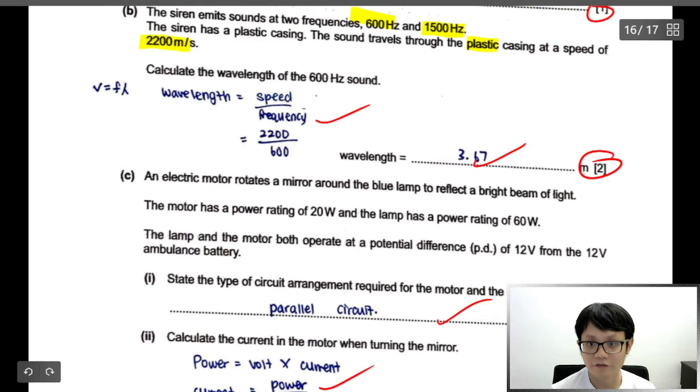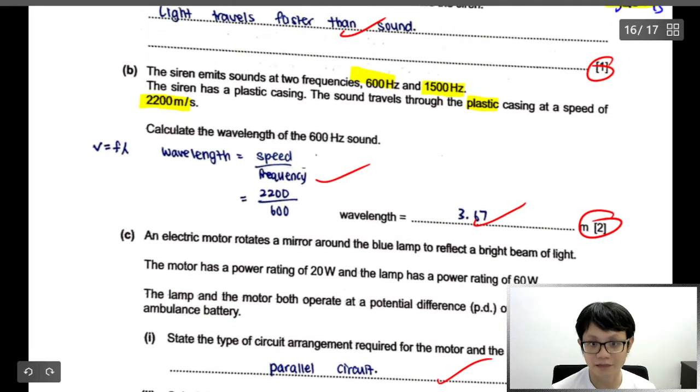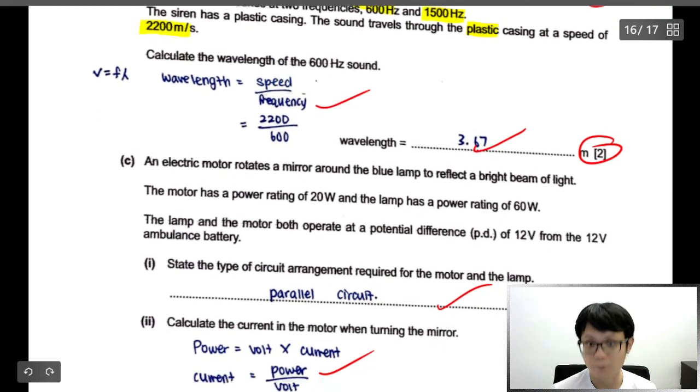Calculate the wavelength of 600 Hz. v equals f lambda. Of course v is the speed, f is the frequency, and lambda is the wavelength. You know lah, this I don't need to write down. So the student did it correctly and got 3.67 as the wavelength in meters.